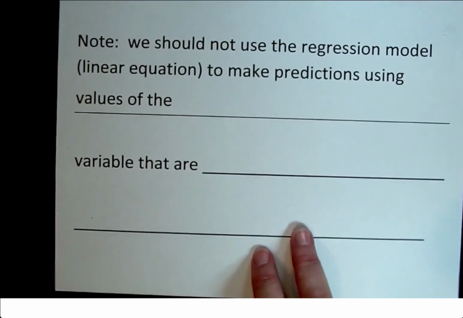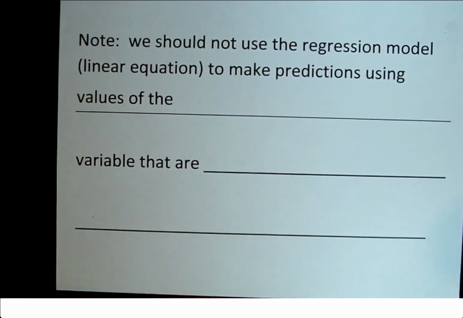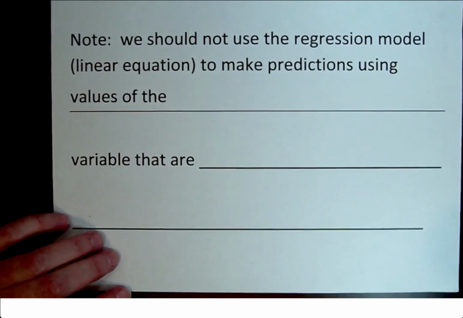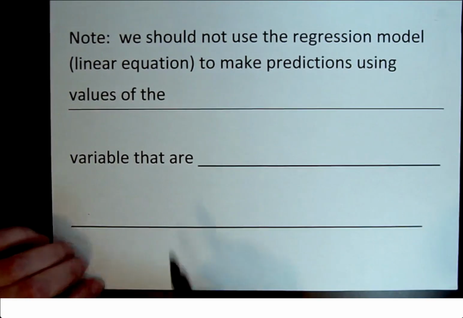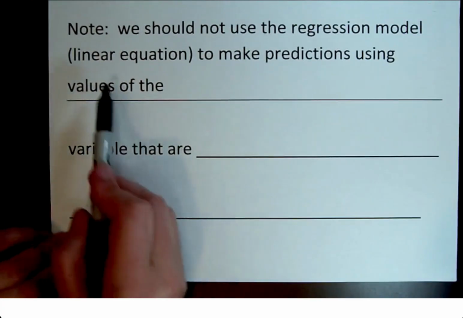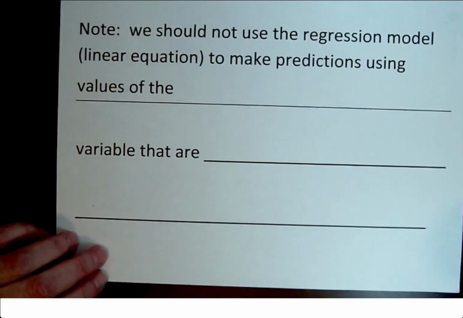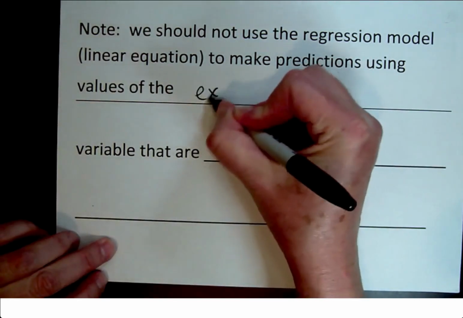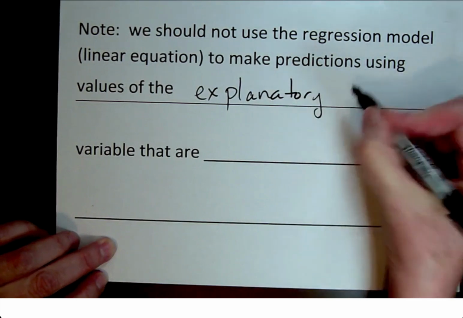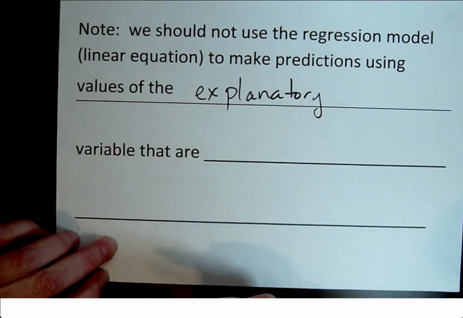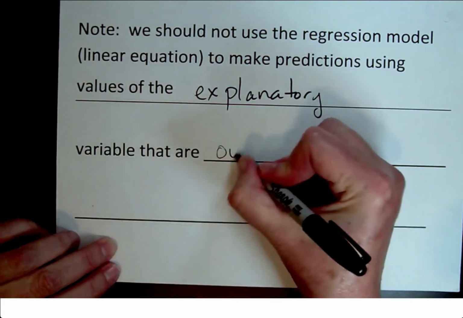Now, again, we said no to question 1, so we're not going to use x equals 0. But what about question 2? What's that business about asking ourselves, do any observations near x equals 0 exist in the data set? Well, in general, we should not use our regression model, in other words that linear equation, to make predictions using values of the explanatory variable, the x, that are outside the scope of the model.